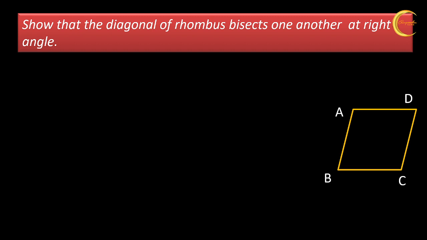So this is a rhombus ABCD. First we should know about the rhombus. A rhombus is like a square, meaning all its sides are equal, but its four angles are not right angles. These four angles are either more than 90 degrees or less than 90 degrees, and its diagonals are not equal. This AC diagonal is not equal to this BD diagonal.